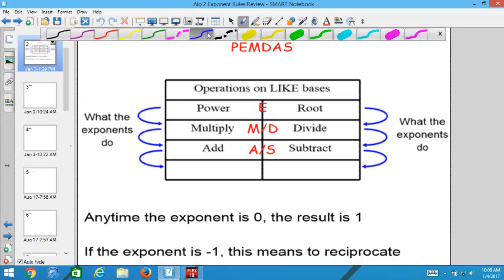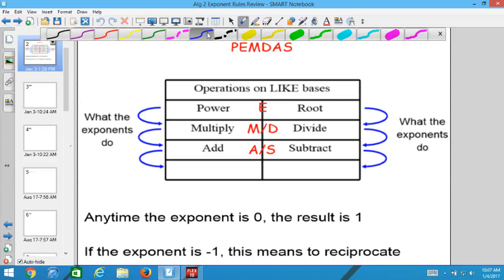And what I made here is a graphic organizer that helps you remember the rules when you are doing operations on like bases: operations of exponents, operations of multiply, divide, operations of adding and subtracting. It tells you what to do to the exponents.